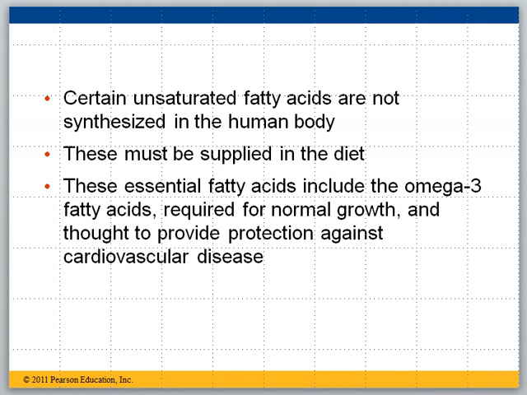Omega-3 fatty acids are required for normal growth and development, and they're also thought to have some sort of ability to provide protection against various types of heart disease, cardiovascular disease. So within your diet, you have to eat certain things that contain this omega-3 fatty acid, and some good examples would be some of your tree nuts like walnuts, also things like soybeans, spinach, fish. Those are all good examples.